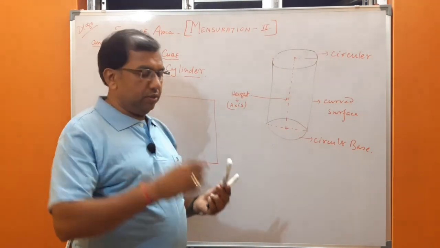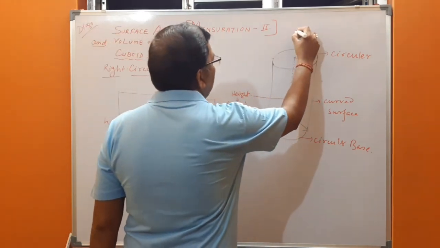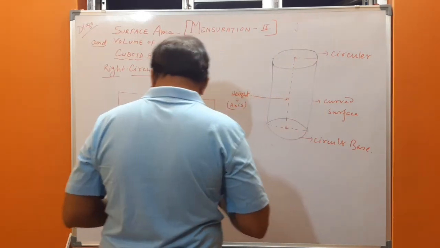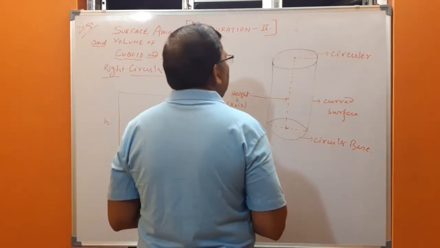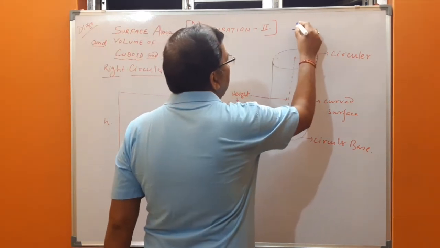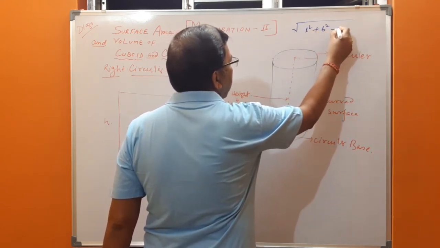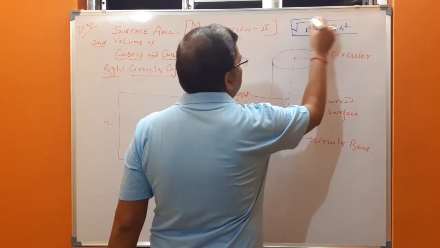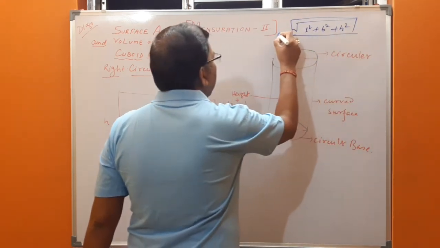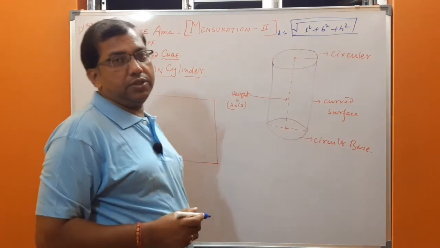Cubical box diagonal. The diagonal formula is the root over L square plus V square plus H square. Remember this diagonal: the diagonal equals the root over L square plus V square plus H square.